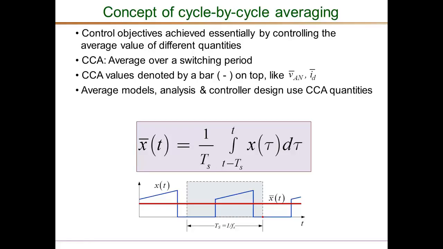When we develop the average models and do the controller design using these average models, we are essentially dealing with the cycle by cycle averaged quantities. Another important point to note is that even though it is an average, the cycle by cycle average quantities can actually be time varying. In the case of DC to DC converters, they are time varying during transients. And in the case of DC to AC converters, which is our focus in this module, even in steady state, the CCA quantities are time varying.